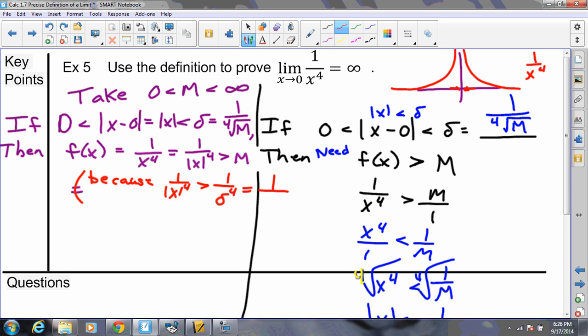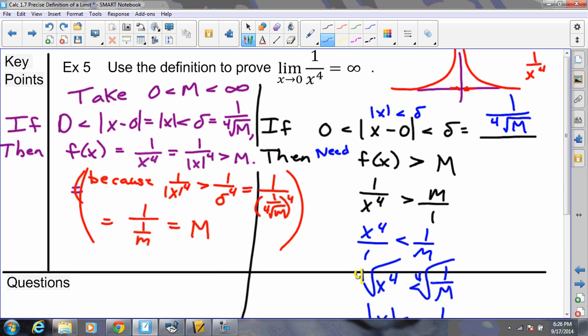and delta was 1 over the fourth root of m to the fourth, which equals 1 over m, and 1 over m is just m. Kind of some tricky algebra there, a little bit weird to sort through, but here's some extra scratch work to help people see why this particular statement is true. But we've hit the important part.